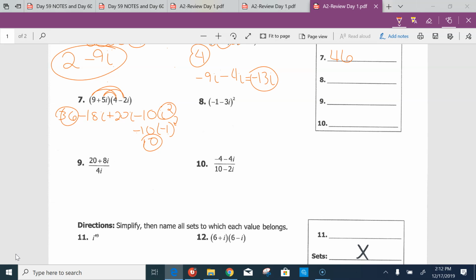Now let's go ahead and deal with this i stuff in the middle. Negative 18 i's plus 20 i's leaves you with positive 2 i's left over. Negative 18 plus 20 is a positive 2. We're measuring i's there. Number 8, I have negative 1 minus 3i squared, which means negative 1 minus 3i times itself again.